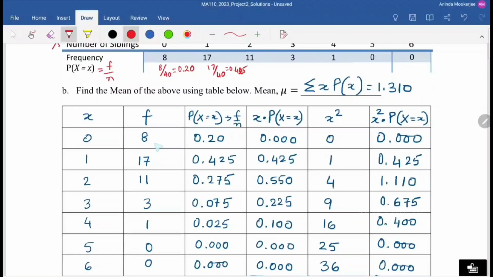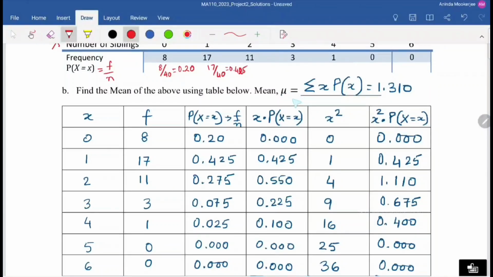So it's 8 over 40, 0.20, 17 over 40, 0.425, 11 over 40, 0.275, 3 over 40, 0.075. So the way you calculate your probability values, take your f values and divide by n. F over n is the formula to find any probability, right? So make sure you calculate your probabilities using this formula.